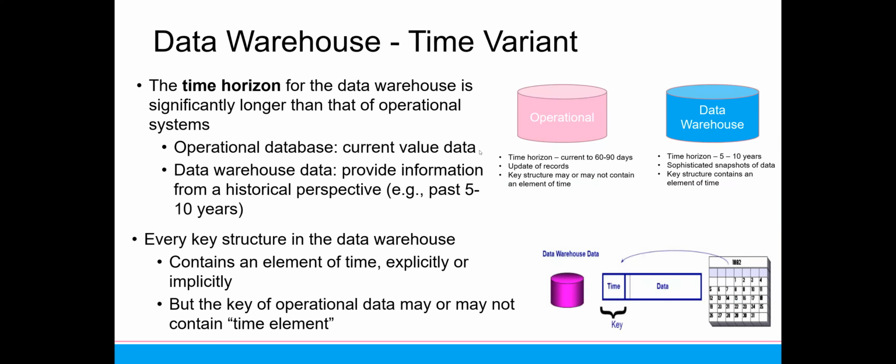The data warehouse is also time variant. Time variant means the time horizon. The time horizon for the data warehouse is significantly longer than that of the operational system. What is operational? The operational database has current value data, so the time horizon is 60 until 90 days. We call this operational.